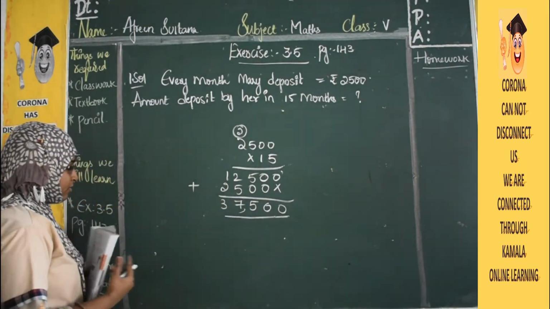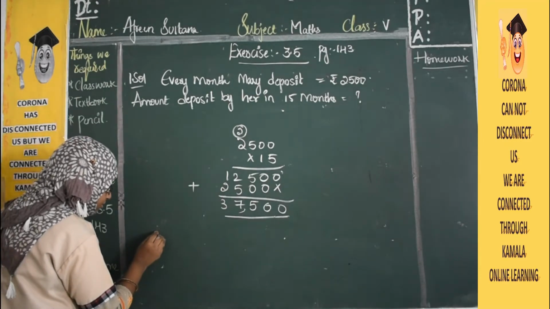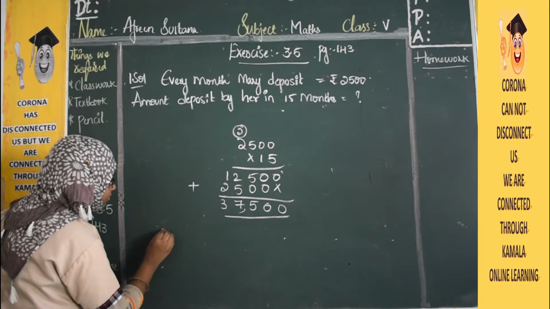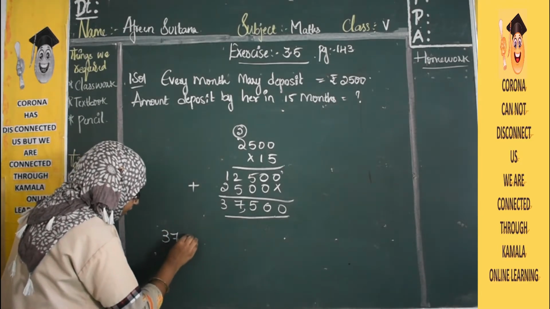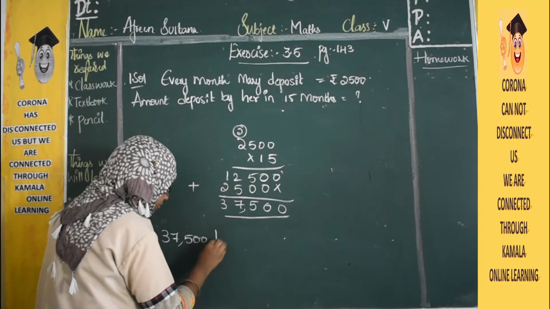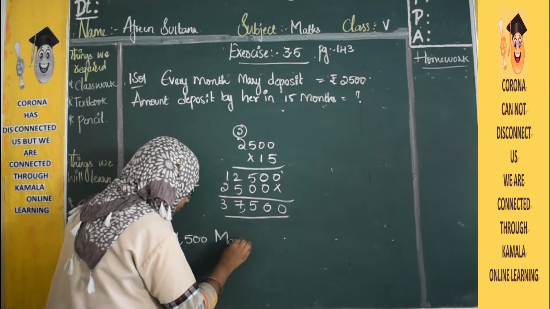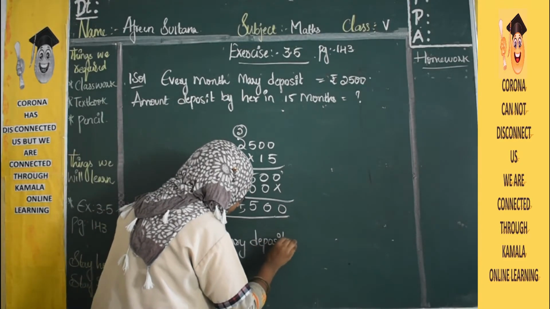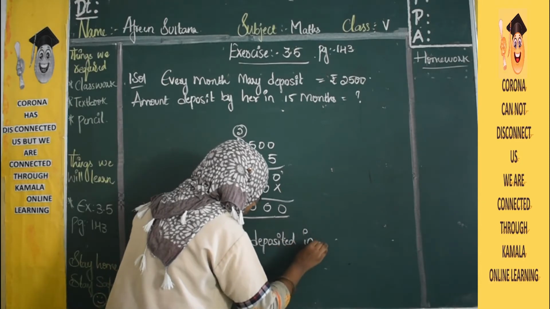So let's write: 37,500 Mary deposited in 15 months.